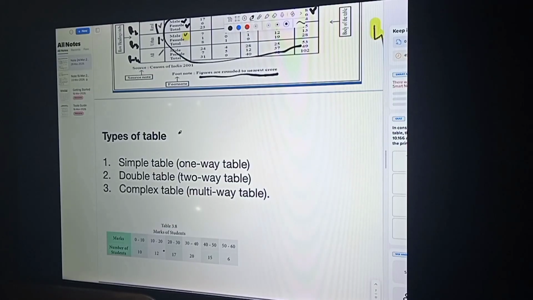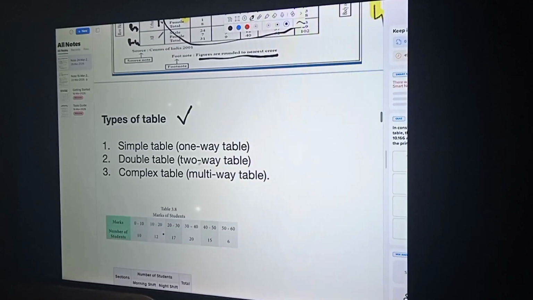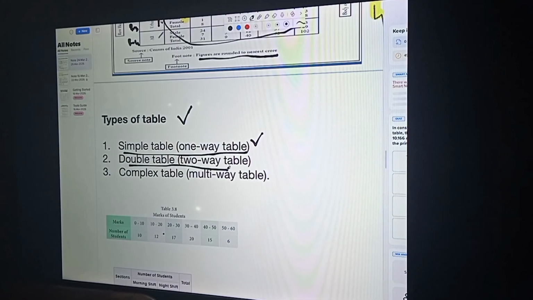Next is types of table. So you can see 3 different types of tables. One is a simple table, or one-way table. One-way table means when a single piece of information is given. Double table means two-way table, when 2 pieces of information are given in a table. And complex table means when more than 2 pieces of information are given in a table.